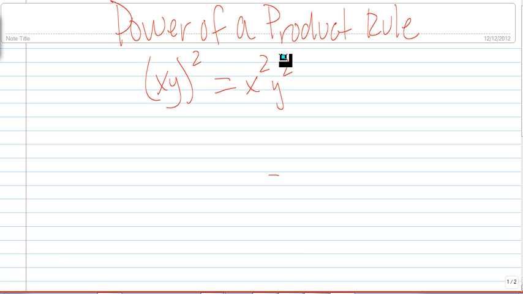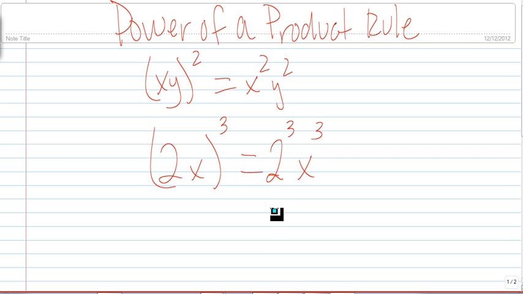Okay, let's try another example. Let's say I had 2x to the third power. Okay, this works the exact same way. Everything on the inside of the parentheses gets that exponent on the outside. So this will now become 2 to the third power and then x to the third power. Now, we can simplify 2 to the third power because we know how to do that. That's 2 times 2 times 2. So 2 to the third power is 8. So now we have 8x to the third power.